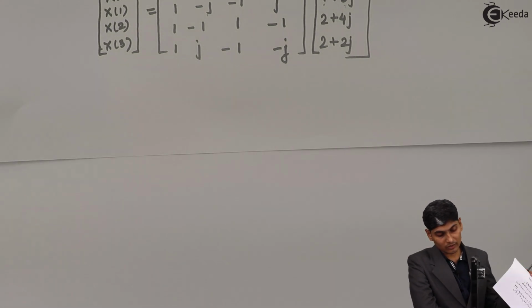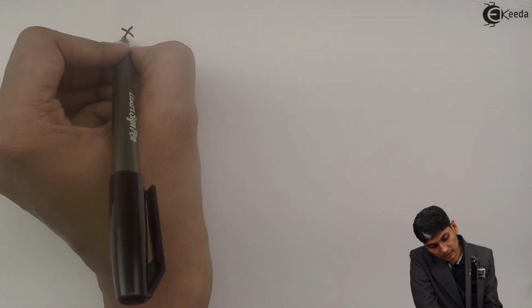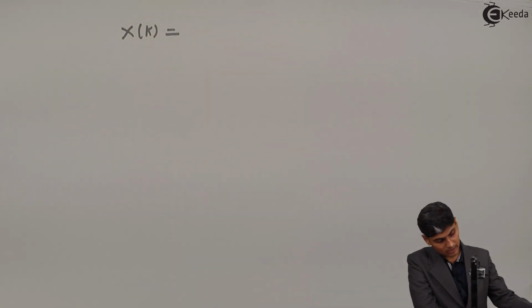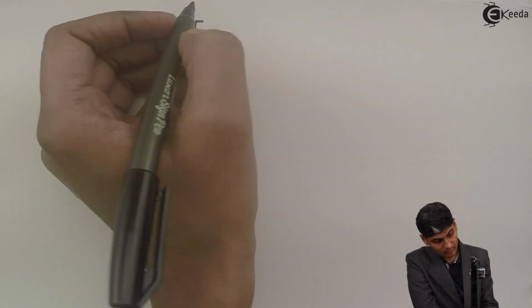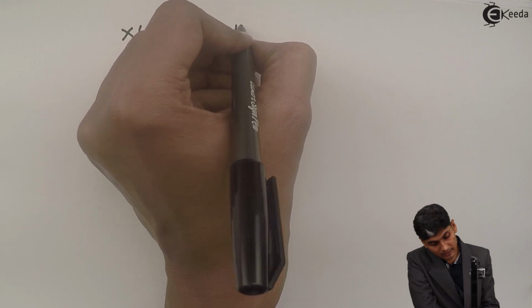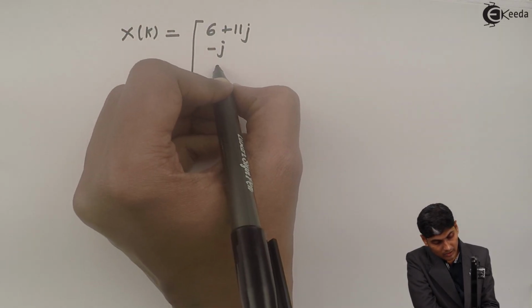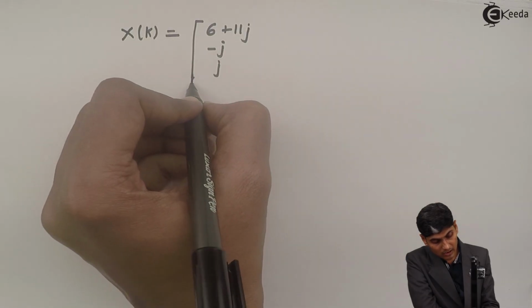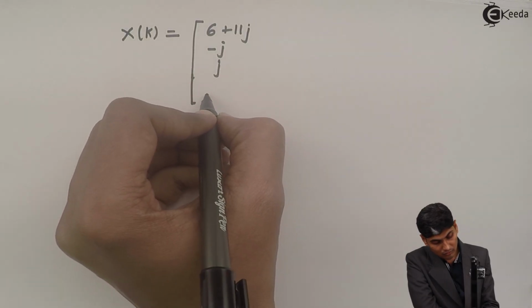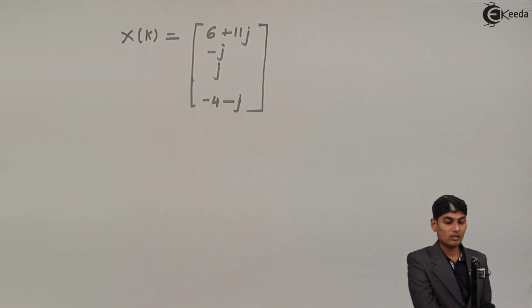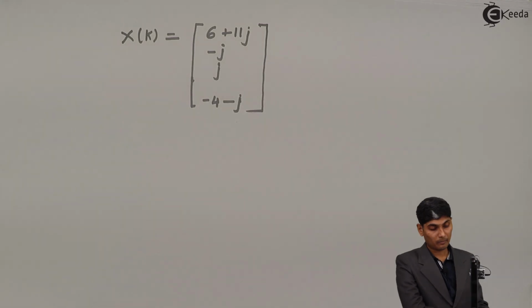So the total x of k in this case is given as 6 plus 11j, then we have minus j, then we have plus j, and lastly we have minus 4 minus j. This is the solution of x of k.